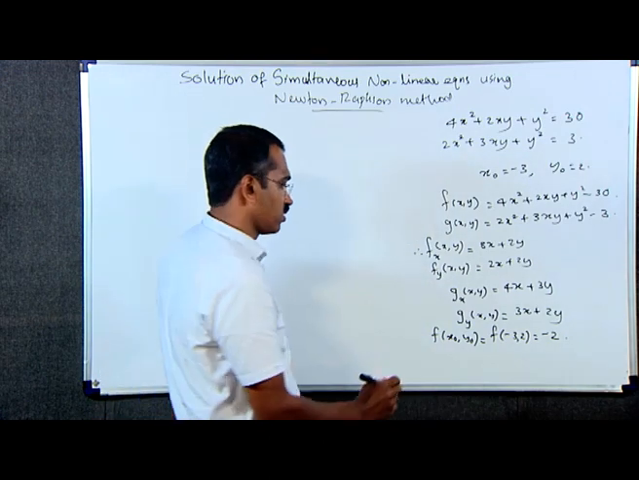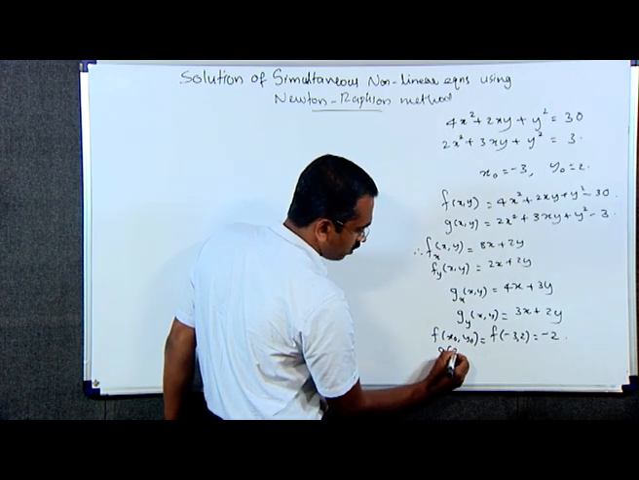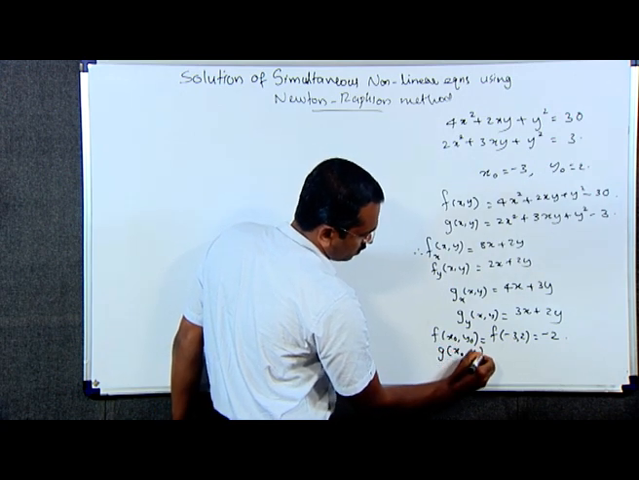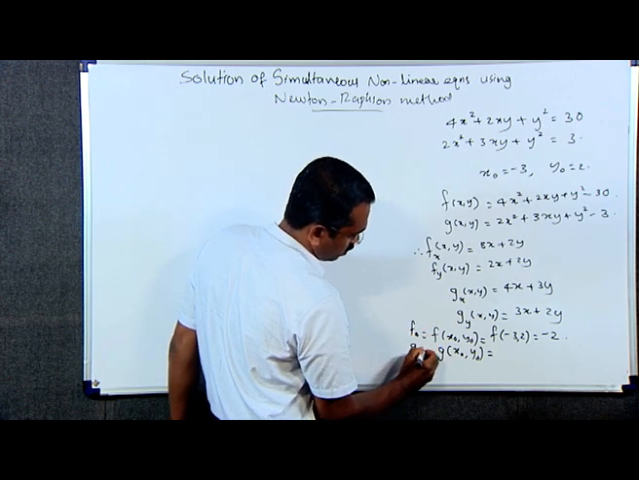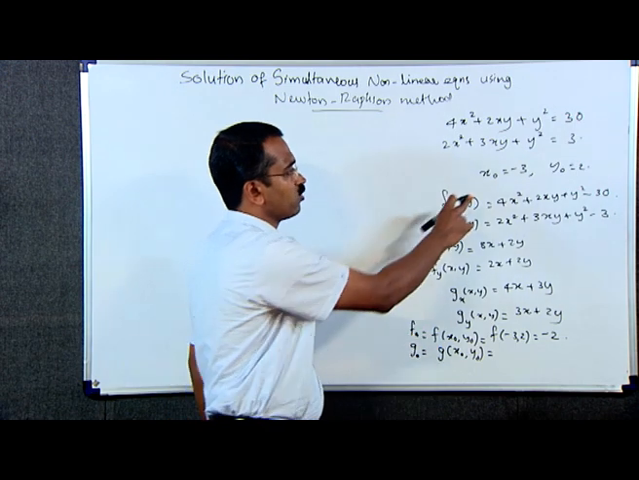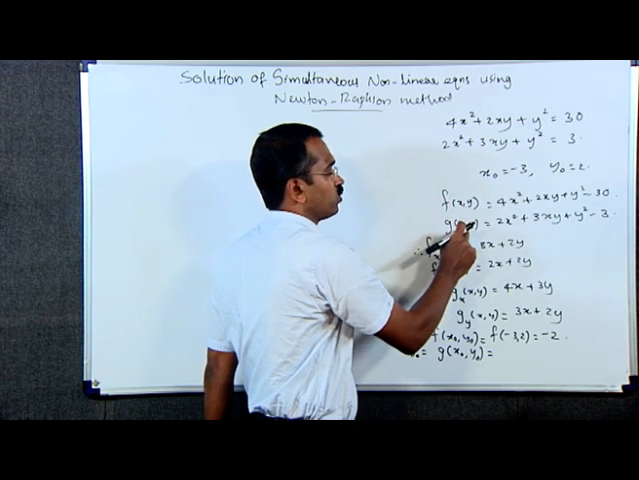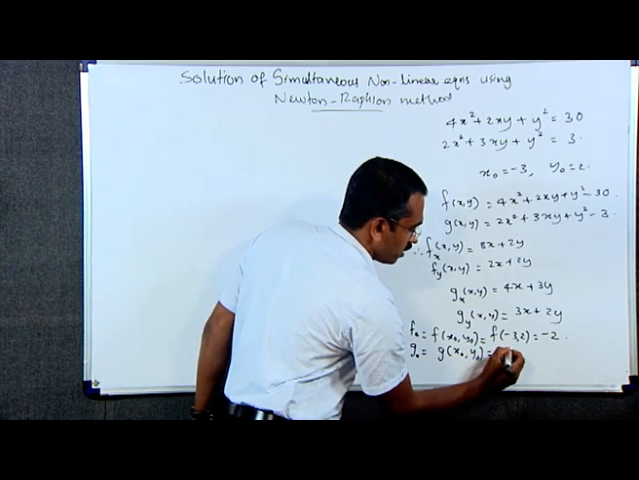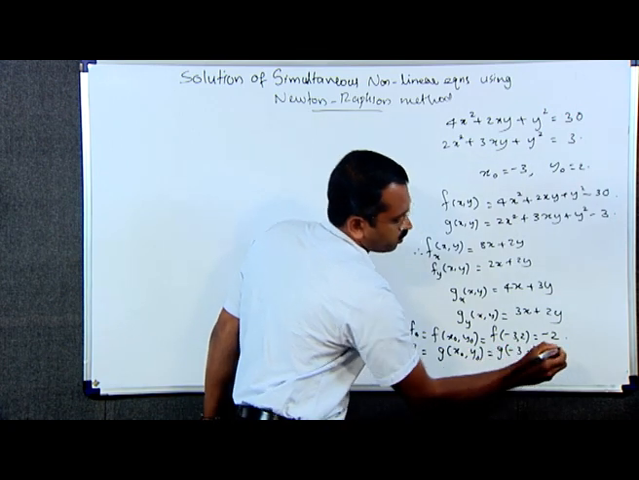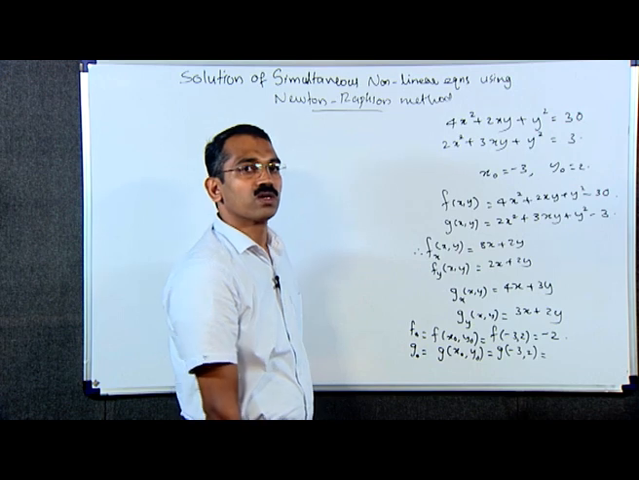Now, g naught or g of x naught y naught. This is f naught, this is g naught. Putting x naught equal to minus 3 and y naught equal to 2 in this expression for g of x y, g of x naught y naught means g of minus 3 comma 2, which is equal to 1.